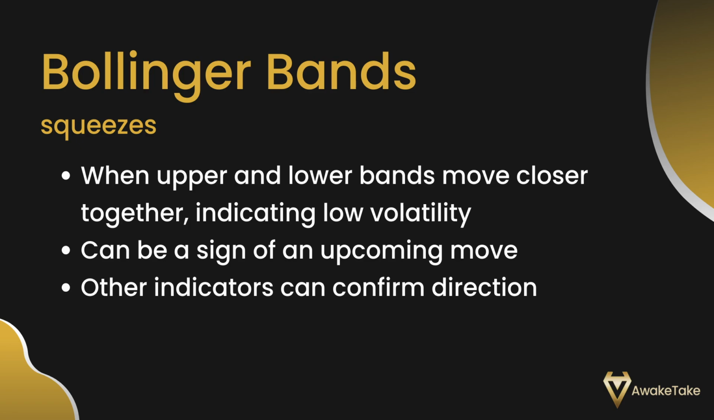The Bollinger Band squeezes or contractions happen when the upper and lower bands move closer together, indicating a period of low volatility. This can be a sign that the market is about to experience a significant move, either upwards or downwards, and you can use other indicators to confirm the direction. When the Bollinger Bands move apart from each other, then there's a period of higher volatility.